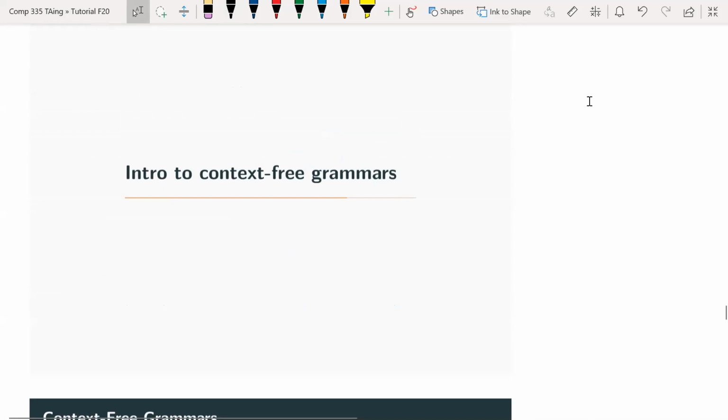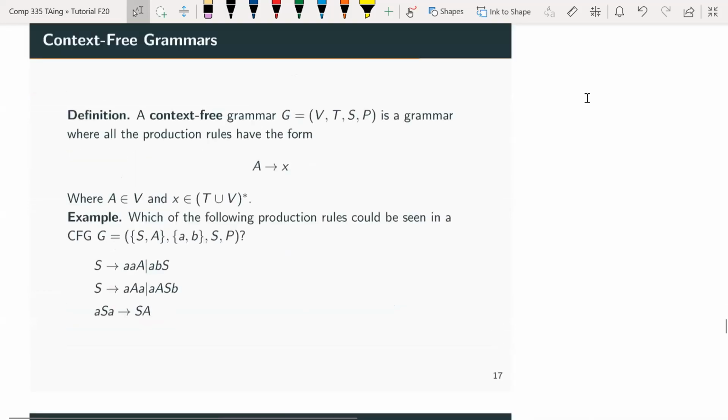All right, so what is a context-free grammar? Well, as you might already know, it is a grammar G. So it's the standard definition of a grammar G with a set of variables V, a set of terminals T, a unique start variable S, and a set of production rules P.